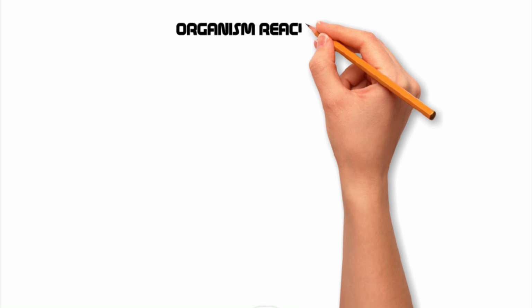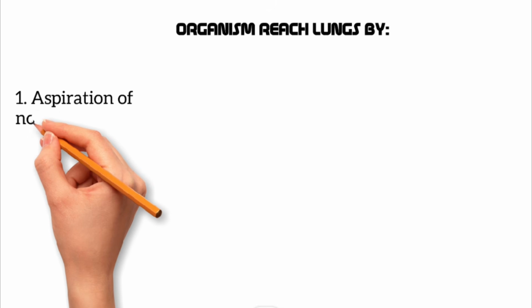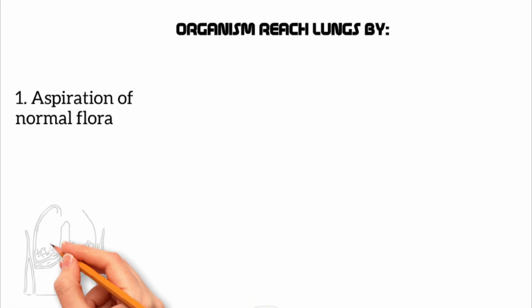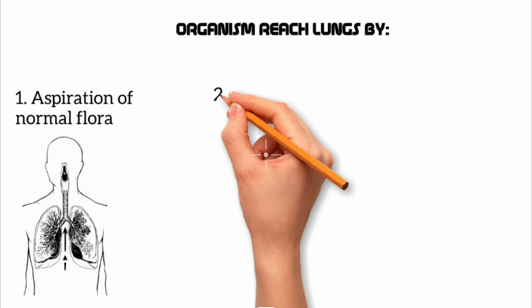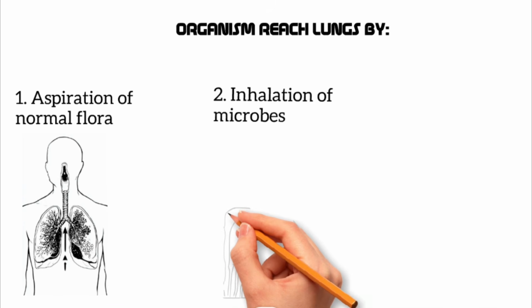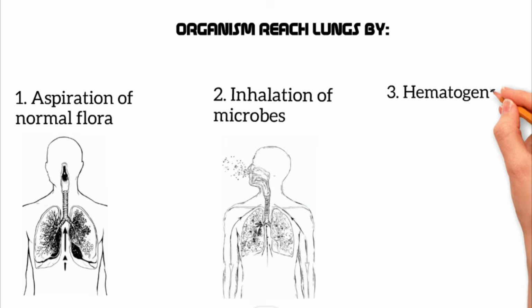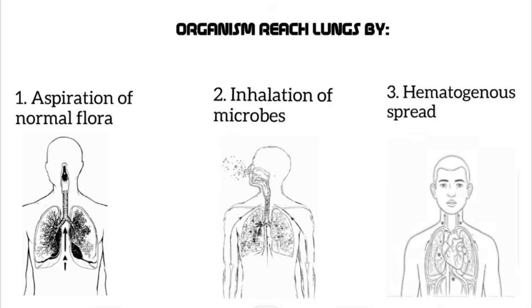Organisms that cause pneumonia reach the lung by 3 methods. 1. Aspiration of normal flora from the nasopharynx or oropharynx. Many of the organisms that cause pneumonia are normal inhabitants of the pharynx in healthy adults. 2. Inhalation of microbes present in the air. Examples include mycoplasma pneumonia and fungal pneumonias. 3. Hematogenous spread from a primary infection elsewhere in the body. An example is Staphylococcus aureus.